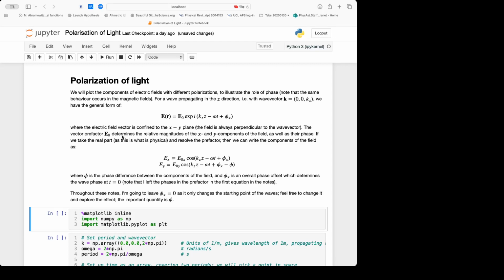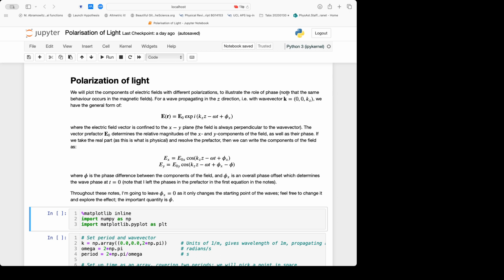Okay, we're going to discuss the polarization of light, but specifically how we can look at this using Python, and in this case, it's a Jupyter Notebook. So we're starting with this general expression here, E of r is E naught e to the i (kz z minus omega t plus phi x).